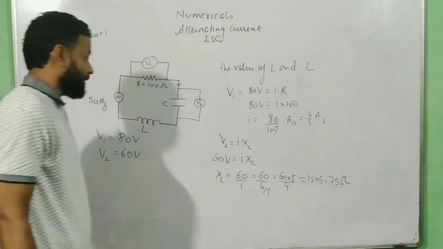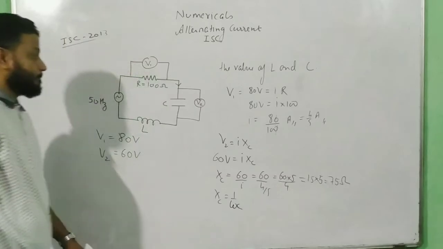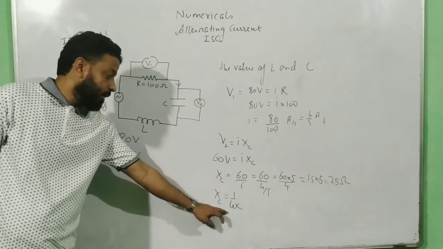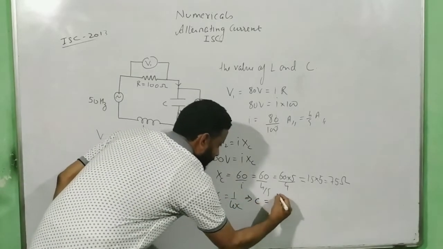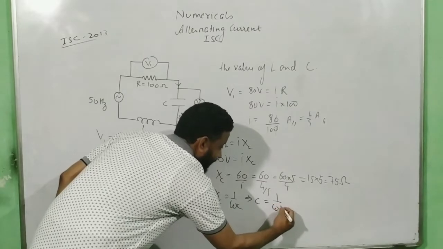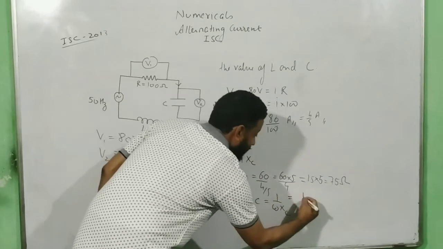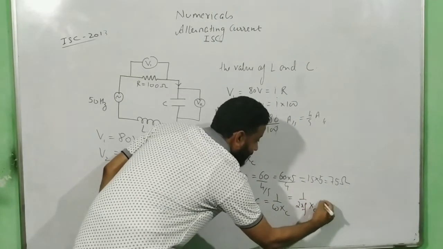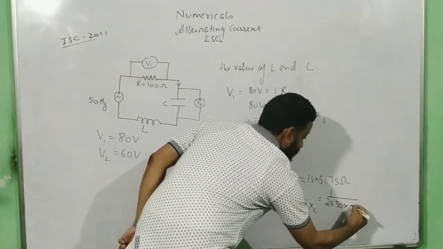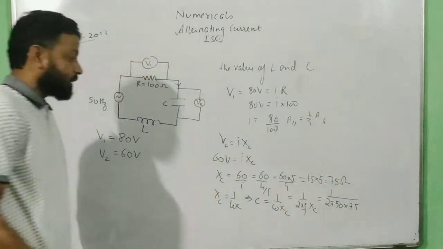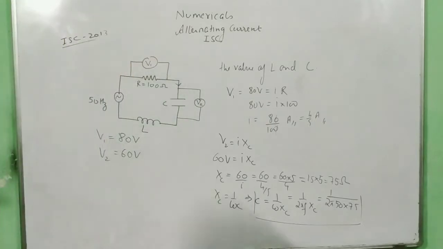So I know the value of XC. How will you find the value of C? Now XC is equal to 1 by omega C, and you can use this to find the value of C, and that will be equal to 1 by omega times of XC. So C goes on this side, XC comes on this side. You put the value of omega. Omega is 2 pi f into XC. F is 50 hertz into XC. XC is 75, and then you simplify this. And that will give you the value of capacitance. Okay.